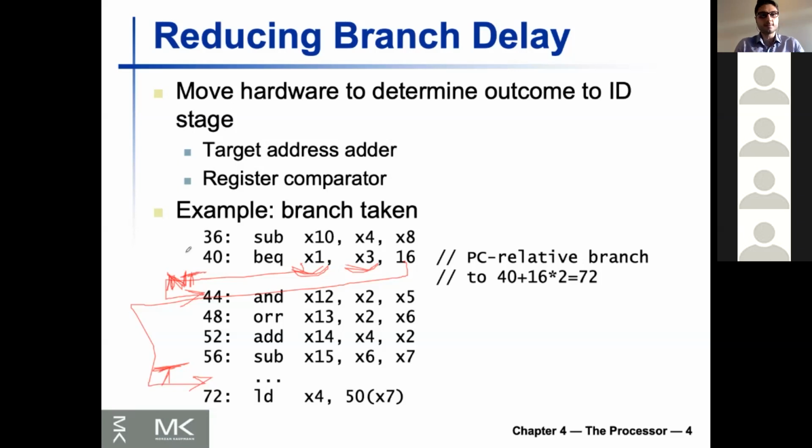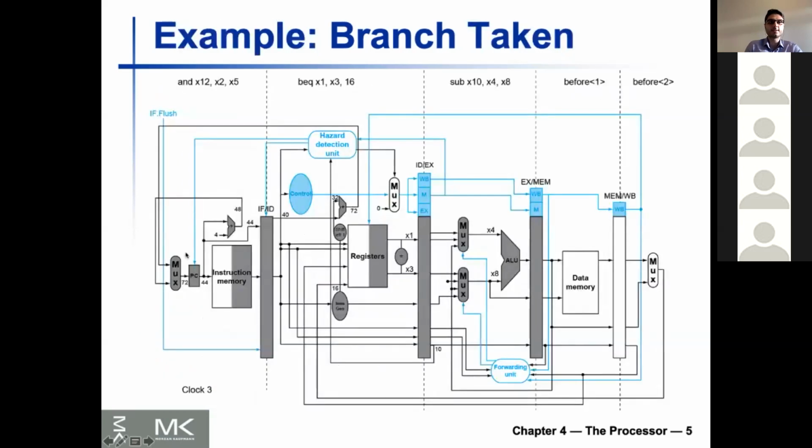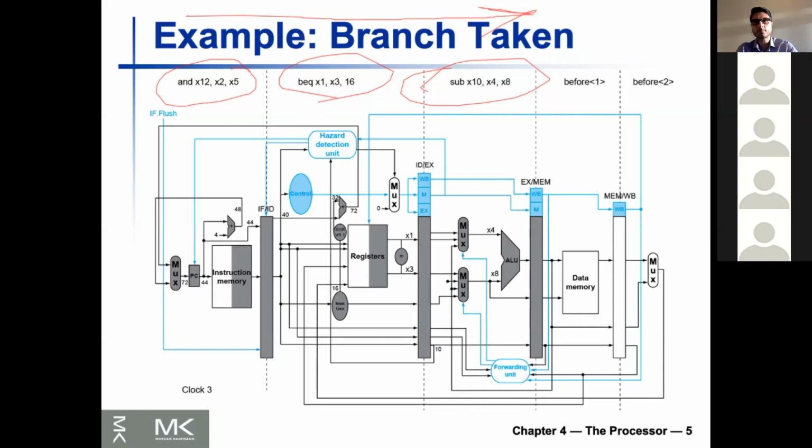If you go back and put this information on your data path, you get something similar to this. This is your sub instruction. That's the instruction after it, and this is the one after that, so you're filling up the pipeline this way. The output of this branch, while it is in execution, we can determine by adding more hardware. If the ID stage of clock cycle 3 determines that a branch must be taken, it will select 72 and pass it back to the PC as the next PC address.